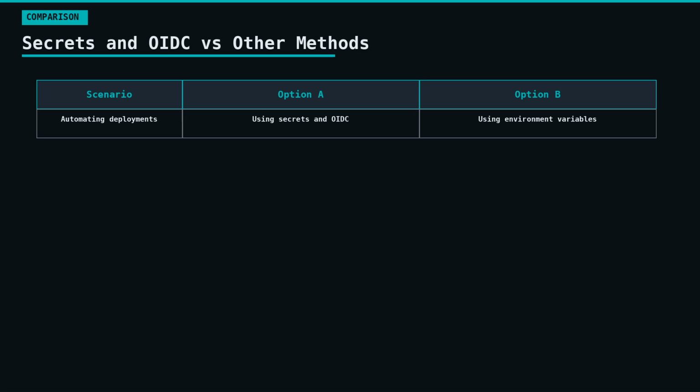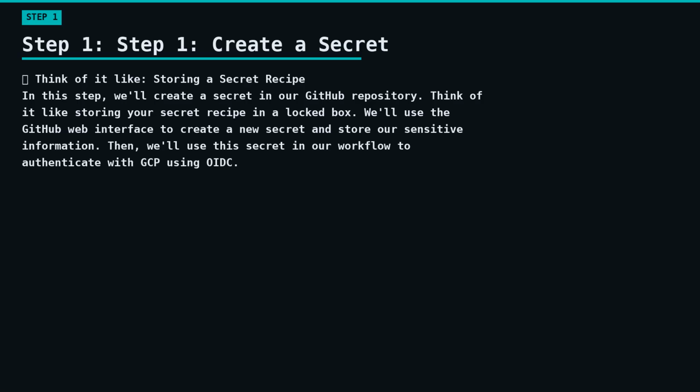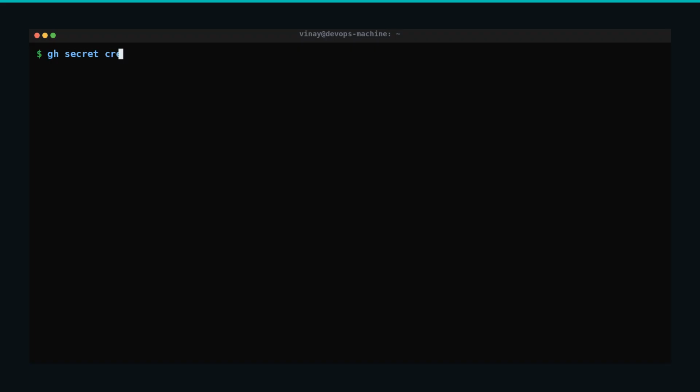In this step, we'll create a secret in our GitHub repository. Think of it like storing your secret recipe in a locked box. We'll use the GitHub web interface to create a new secret and store our sensitive information. Then, we'll use this secret in our workflow to authenticate with GCP using OIDC.